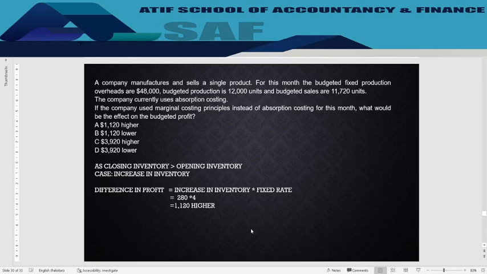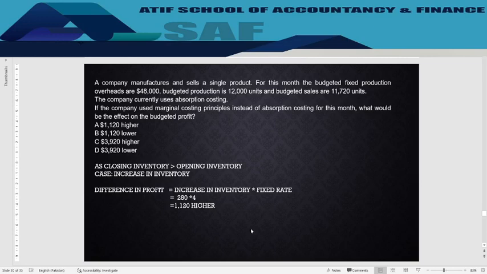budgeted profit? As budgeted production is greater than budgeted sales, it means it is the case of increase in inventory level. And in increase in inventory level, we just have to consider what is the difference of profit. Difference of profit can be calculated by multiplying the fixed rate with the change in inventory. Budgeted production 12,000 units, budgeted sales 11,720 units. So there's an increase of 280 units in this particular period. Multiplying this by the fixed rate of $4, which can be calculated by dividing 48,000 overhead by a budgeted production of 12,000 units, we get the difference in profit of 1120.